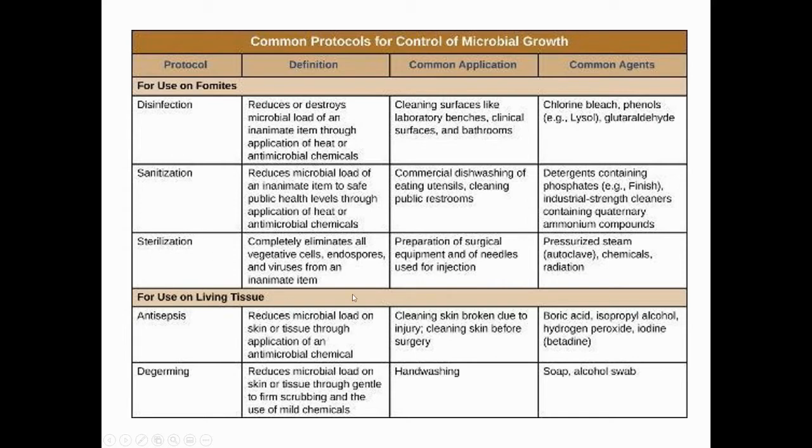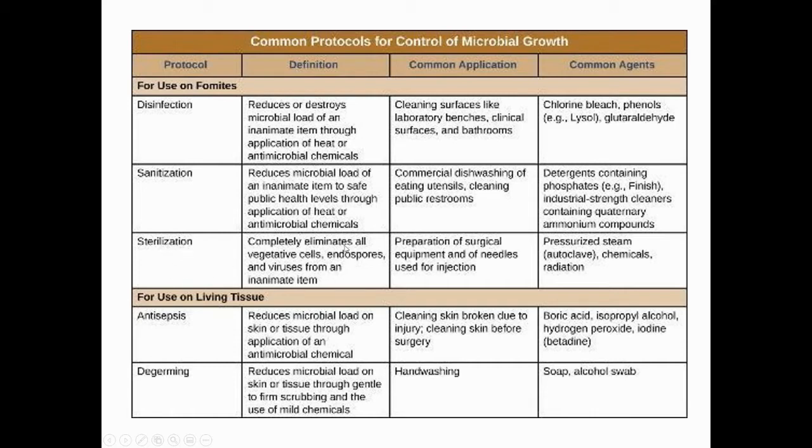So we've got this table giving us some common agents. Disinfectants include chlorine, bleaches, and phenols like Lysol. Sanitization to reduce that load includes commercial dishwashing. So when we put our silverware in the dishwasher at a restaurant, that's sanitization. Cleaning public restrooms also sanitizes, using a lot of detergents and industrial strength compounds like quaternary ammonium compounds. We'll look at these a little more closely ahead.